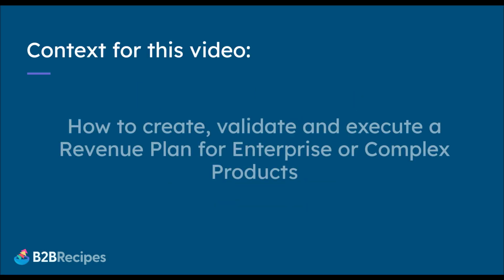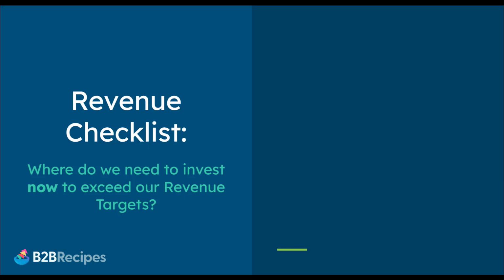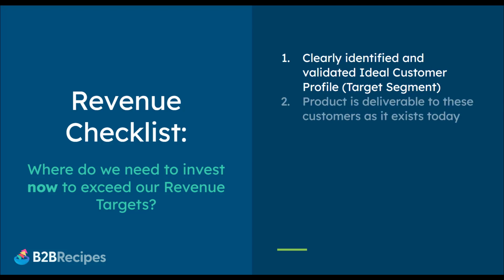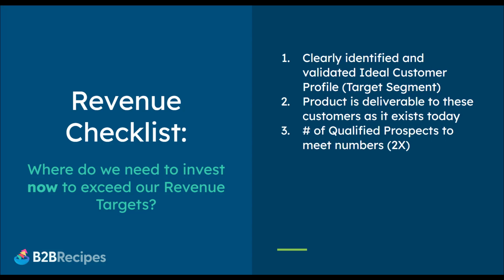The context for this video is we're going to create, validate, and execute a revenue plan for enterprise or complex products. The revenue checklist. Where do we need to invest now to exceed our revenue targets? First, we need a clearly identified and validated ideal customer profile for our target segment. Second is that the product is deliverable to these customers as it exists today. Third, we need to be able to find 2x the number of qualified prospects that are required to meet these numbers.